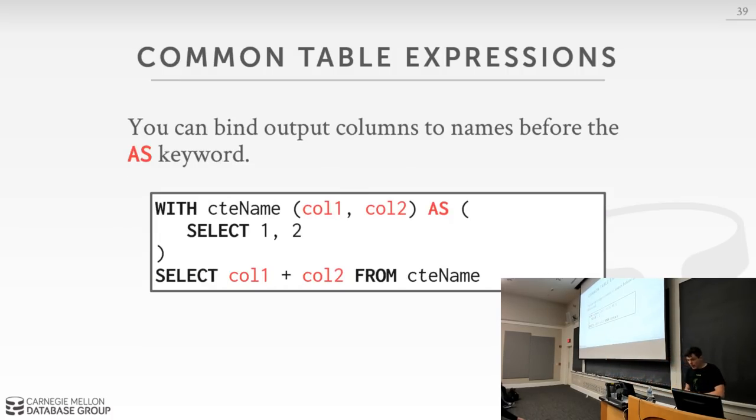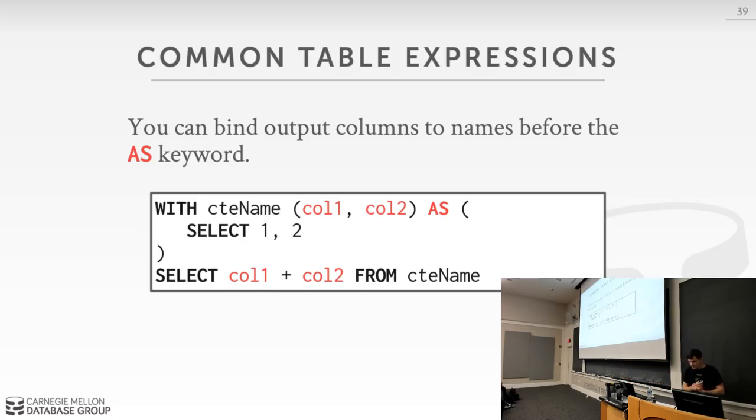So I can start doing more complicated things. I can now bind the output columns from the queries inside of the CTE to given names, and then I can reference them by that name down below in my statement at the bottom. This CTE produces a single tuple with two attributes with the values 1 and 2, and these get mapped to the names col1 and col2, and then in the select statement below, I can just add them together.